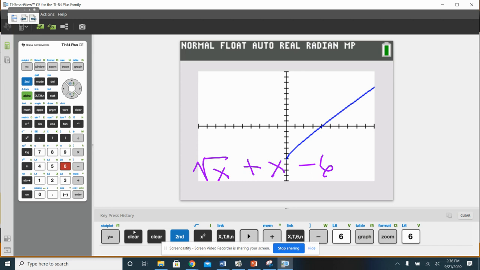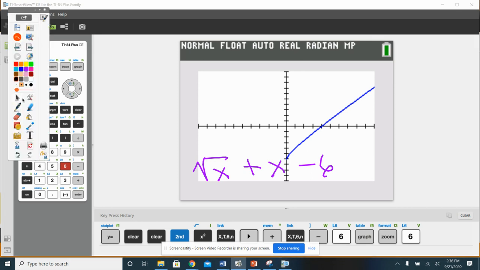Now, if you can't quite tell what's going on, you can look at your table. You can change the zoom a little bit, but it looks like I can't have negative values, and that makes sense because I would get a negative under a square root, which is not okay. So the domain is going to be x is greater than or equal to 0, or 0 to infinity.